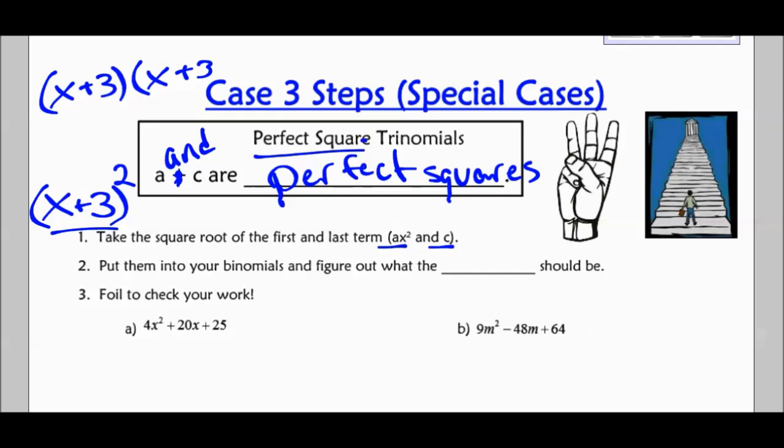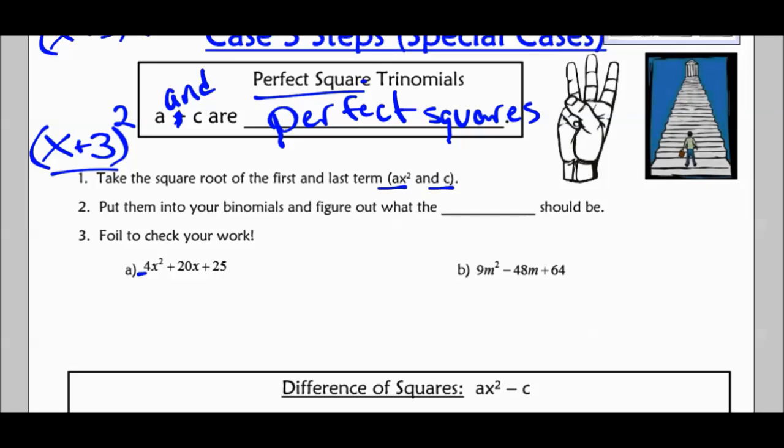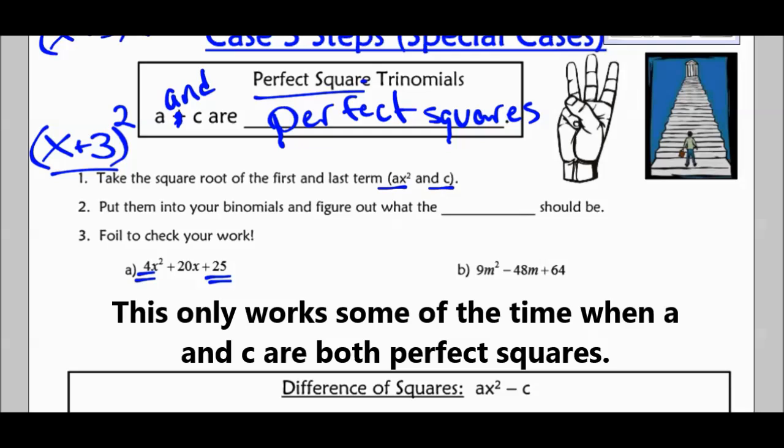So we're thinking about any time that number and that number are perfect squares. If you don't recognize that, that's perfectly okay. You can solve it the other way. It's just if you see it, then this is a much quicker way to do this.